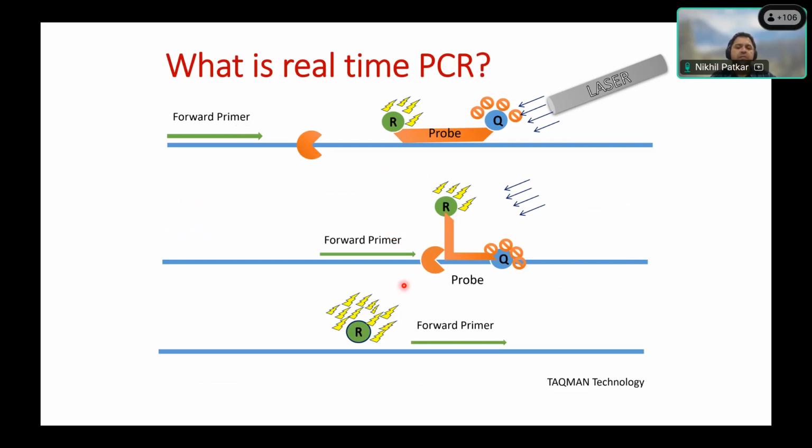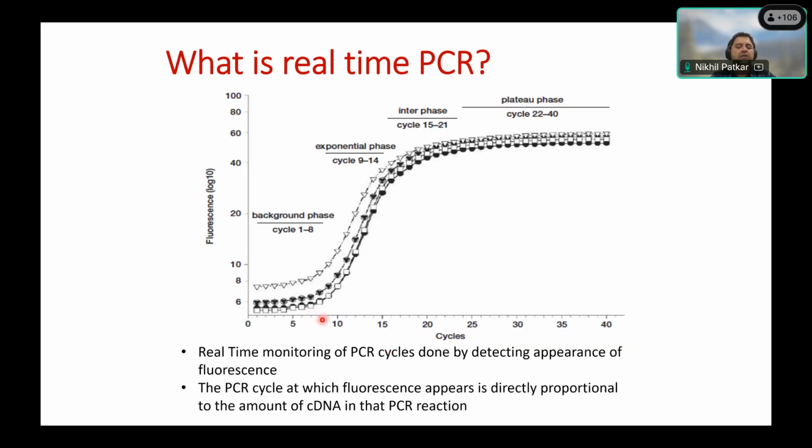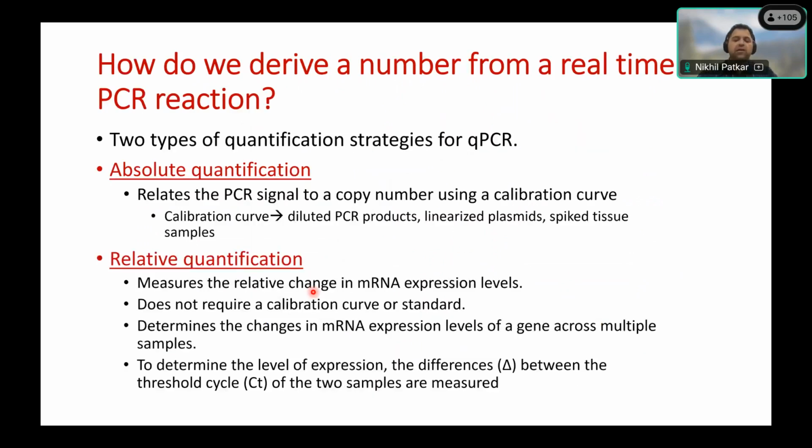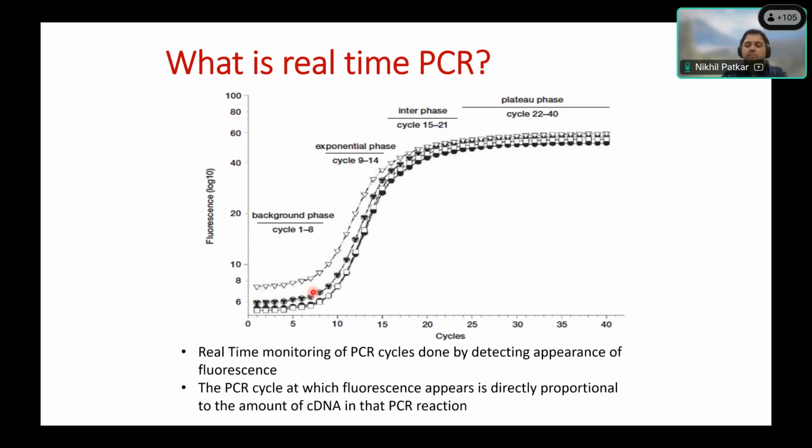If the probe binds to the specific target, the Taq polymerase separates the reporter dye from the quencher dye, which is present on the probe. And once the quencher dye gets separated, the reporter gets hit by a laser and gives off fluorescence. The intensity or the cycle at which fluorescence appears is directly proportional to the amount of transcript or target being detected. This helps you to derive the CT value, from which a number is calculated.